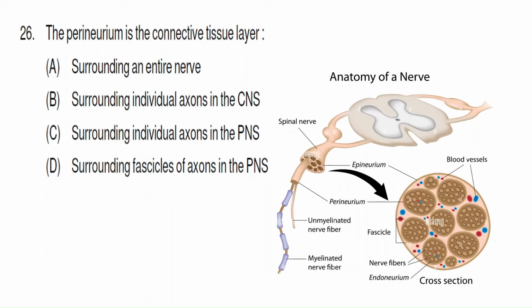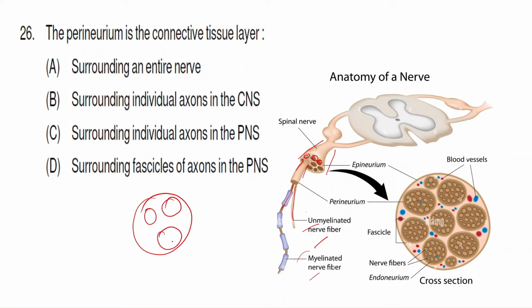Suppose this is a nerve fiber. The entire nerve fiber is again made up of different fascicles, small fascicles like this. And each fascicle again has myelinated or unmyelinated nerve fibers. So what we have here is the spinal nerve. Spinal nerve is having small fascicles.